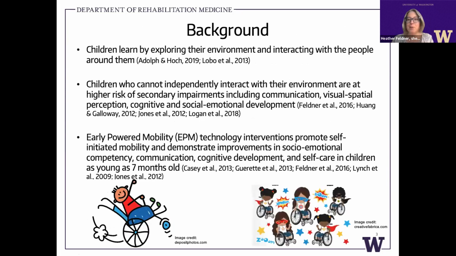So just a bit of background, as we all likely know in this session, children learn by exploring their environment and interacting with the people around them. And children who are unable to do that independently are at higher risk of secondary impairments, as well as a lack of opportunity. And this includes communication, visual spatial perception, cognitive, as well as social emotional development. And early power mobility technology interventions have really been shown to promote self-initiated mobility, but also demonstrate improvements in social emotional competency, communication, cognitive development, and self-care in children as young as 7 months of age.